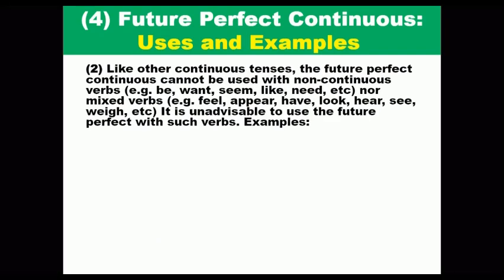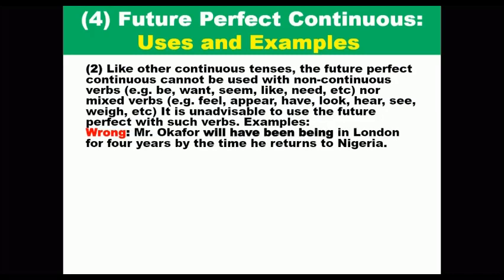Another thing to take note of is that, like other continuous tenses, the future perfect continuous cannot be used with non-continuous verbs. For example, be, want, seem, like, need, and so on and so forth. It cannot also be used with mixed verbs like feel, appear, have, look, hear, see, weigh, etc. Now, it is inadvisable to use the future perfect continuous tense with such verbs. Let's look at some examples.